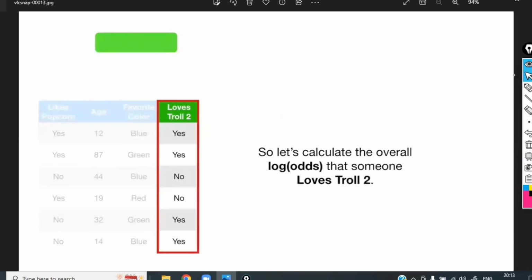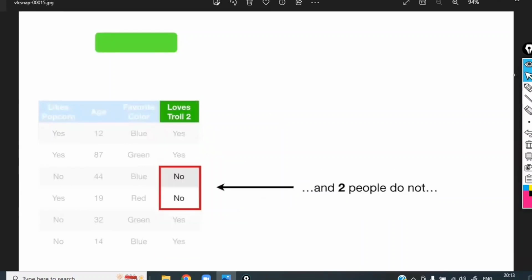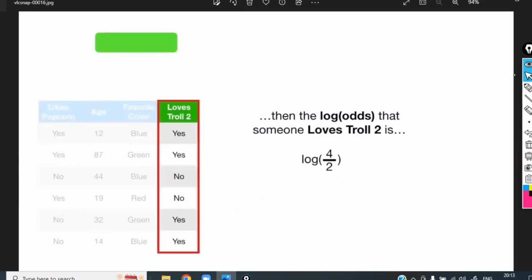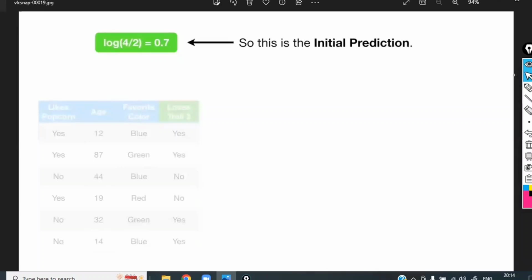What is meant by log of odds? It is calculated based on the number of people interested in the movie divided by the number of people not interested in the movie. Log of the number of yes's divided by the number of no's. This is called the log of odds. Now the log of odds is equal to 0.7. Actually, it is not 0.7, it is 0.667 something, and we are taking it as 0.7. This is your initial prediction. You are predicting 0.7 as the answer for every data point.